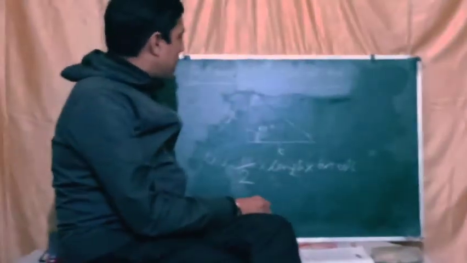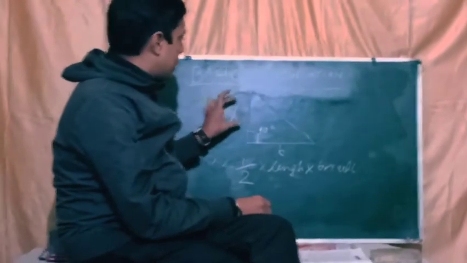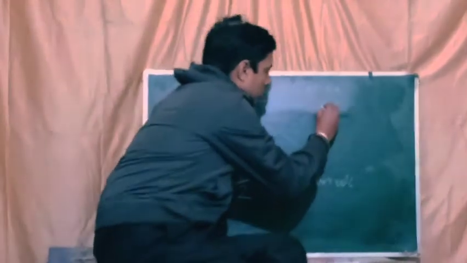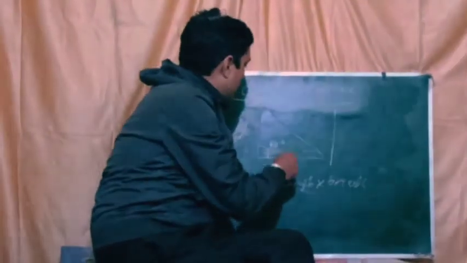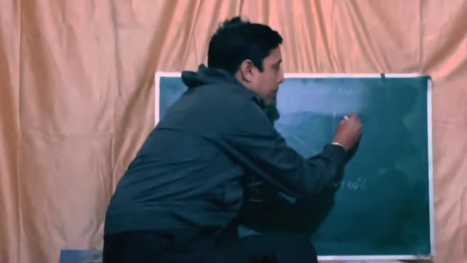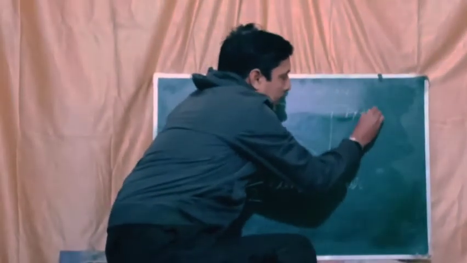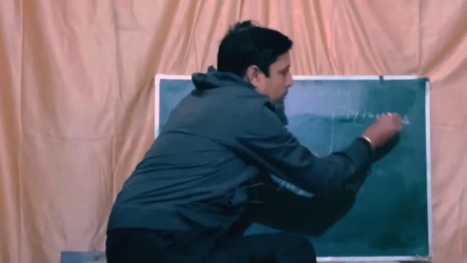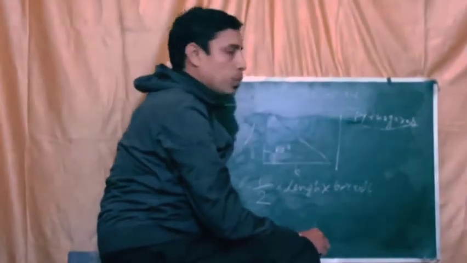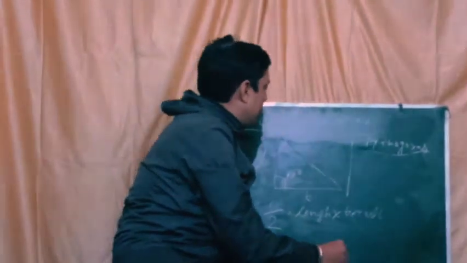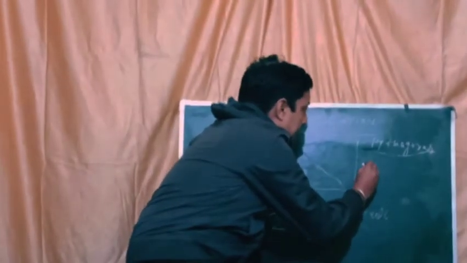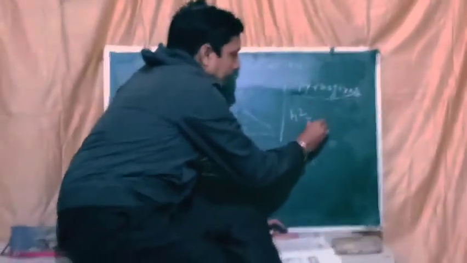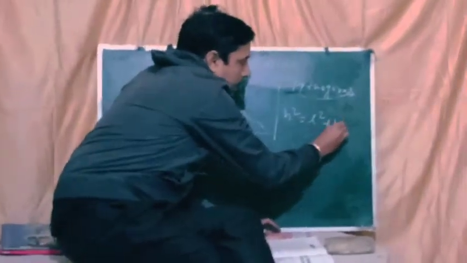Right? Now suppose, this is one formula which is used to calculate everything, called the Pythagoras formula. Pythagoras was a very good mathematician, a very prominent mathematician. He gave the formula that h square, meaning hypotenuse square, is equal to L square plus B square.